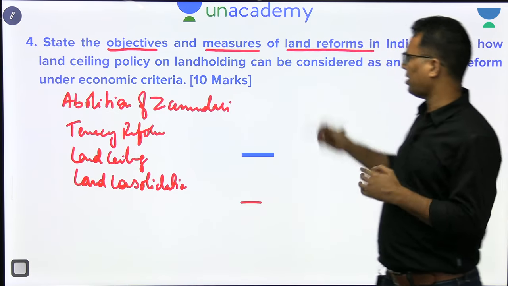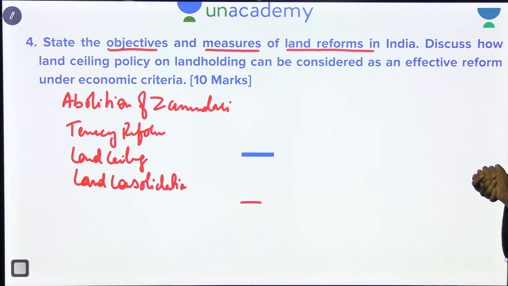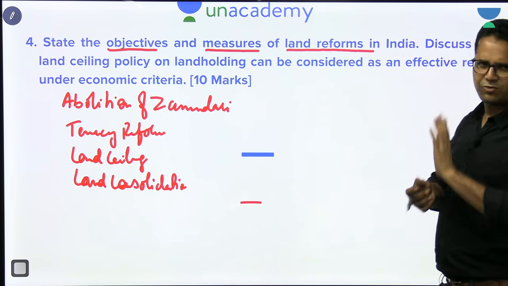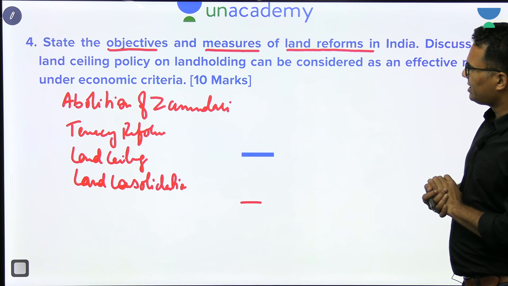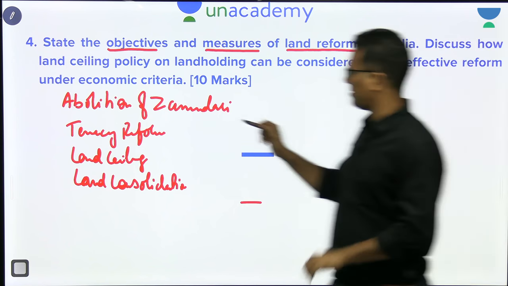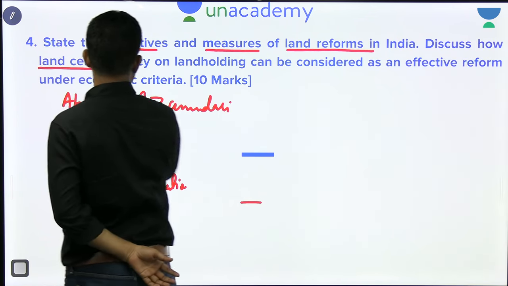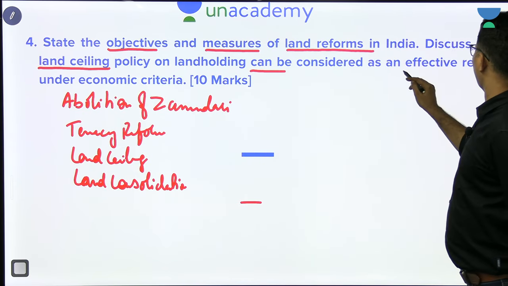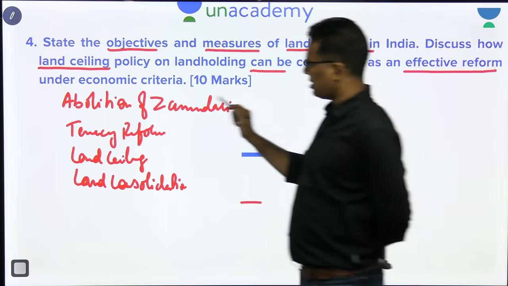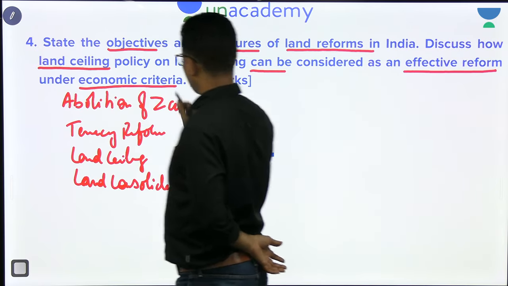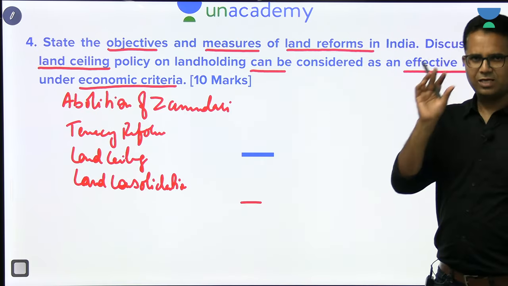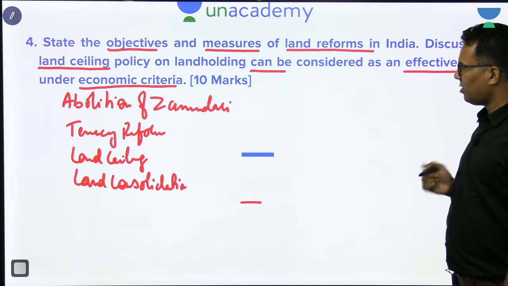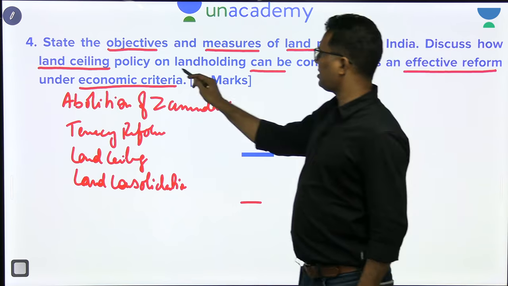And then the second part is: discuss how land ceiling policy on land holding can be considered as an effective reform under economy. A very interesting question, I find it. They have chosen the words very carefully.